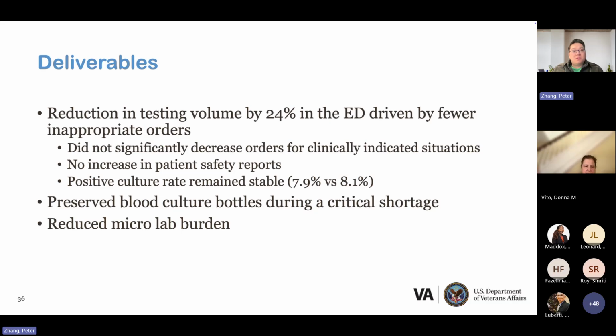At the end of the day, we were able to reserve blood culture bottles during a critical shortage by implementing a hard stop for clinicians and forcing them to select an appropriate indication. And as a side effect, we were able to reduce burden on the micro lab, who has fewer blood cultures to process and monitor over time.